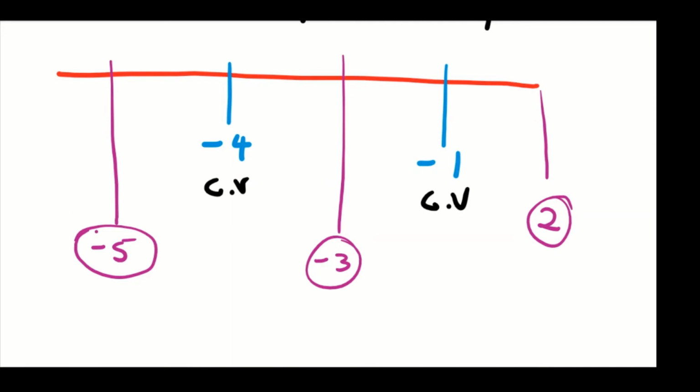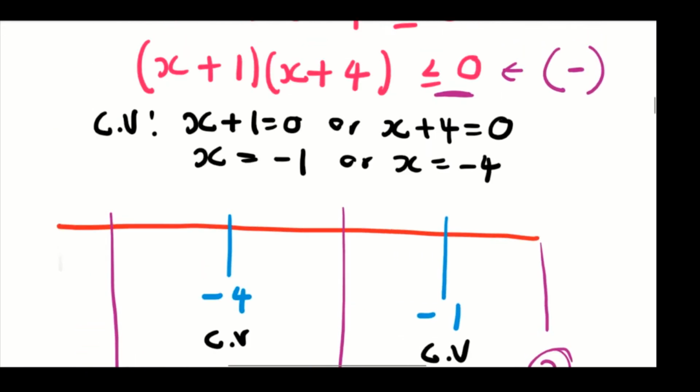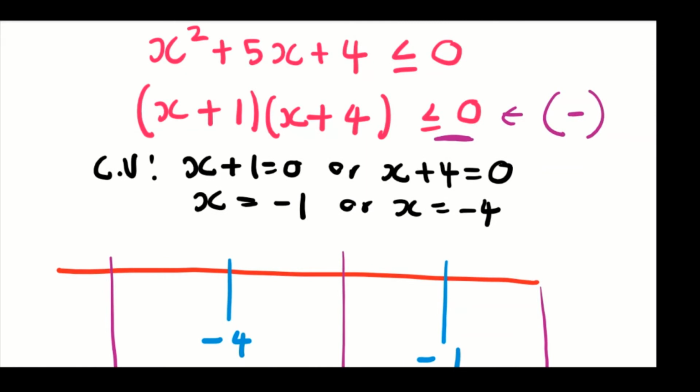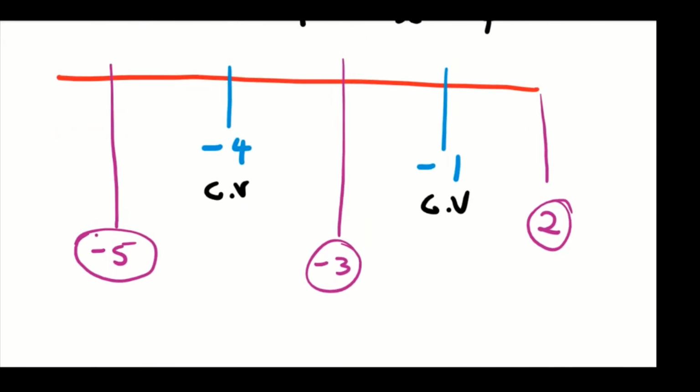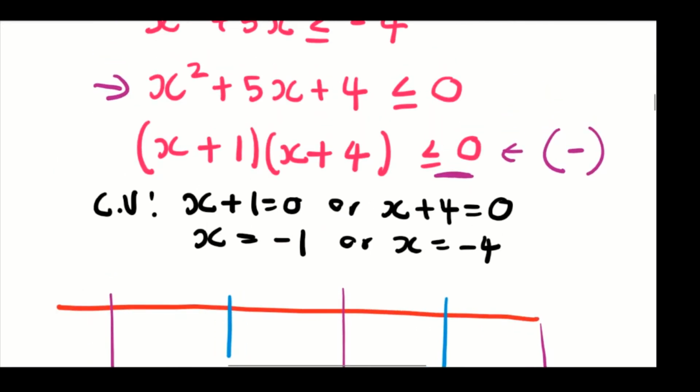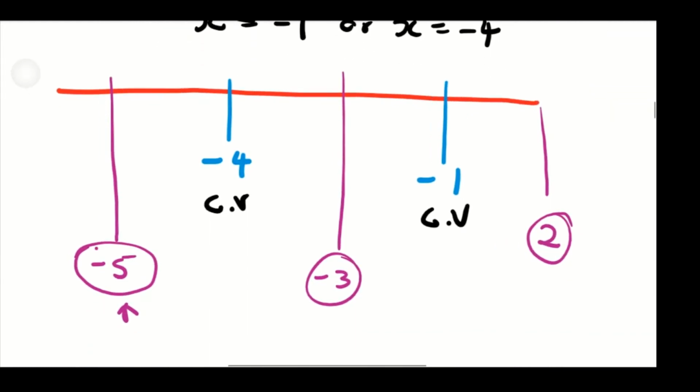These numbers that are in purple, what you're going to do is test them in this original equation here. So for an example, we have minus 5, right? So you're going to substitute x equals minus 5 here and here, and try to identify the sign that you're going to get when you substitute these values. So you're going to do the same for minus 3 and 2.